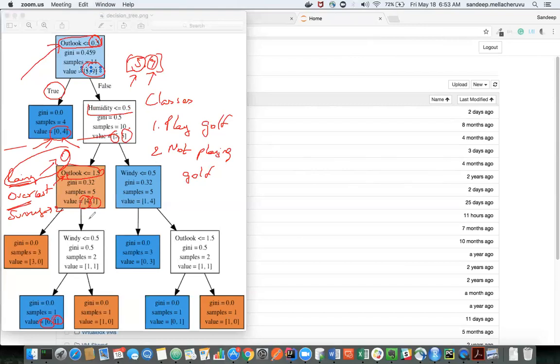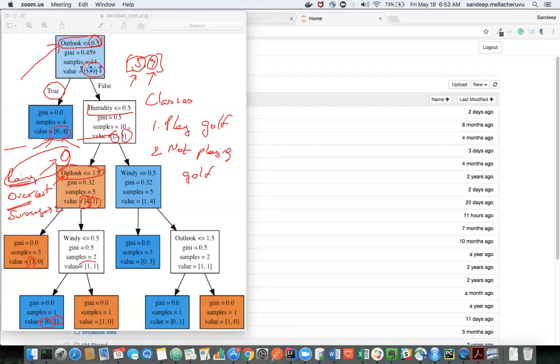Now again, I cannot decide based on these two conditions. I cannot say with confidence that you always do not want to play. Again, I'll split the data, saying outlook less than or equal to 1.5 or not. If outlook is less than or equal to 1.5, then I can say with confidence that all the times I am not playing.